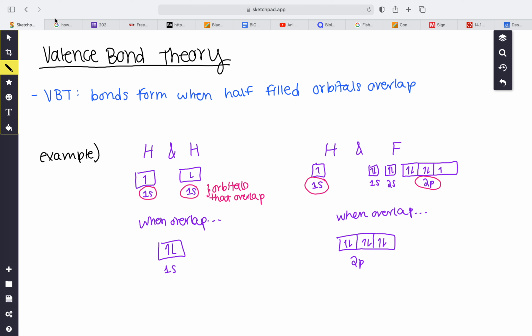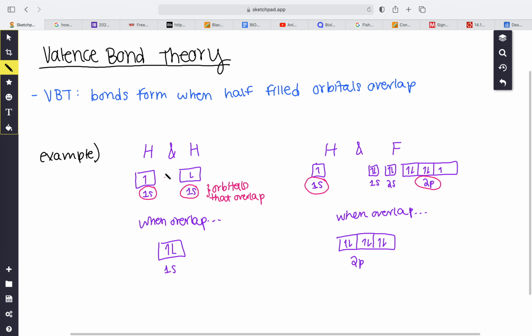Hello everyone, in this video I'm going to be going over valence bond theory. So basically what valence bond theory states is that bonds form when half-filled orbitals overlap. We're going to be going back to our orbital notation that we learned in the last unit, and that's going to help us with our valence bond theory.